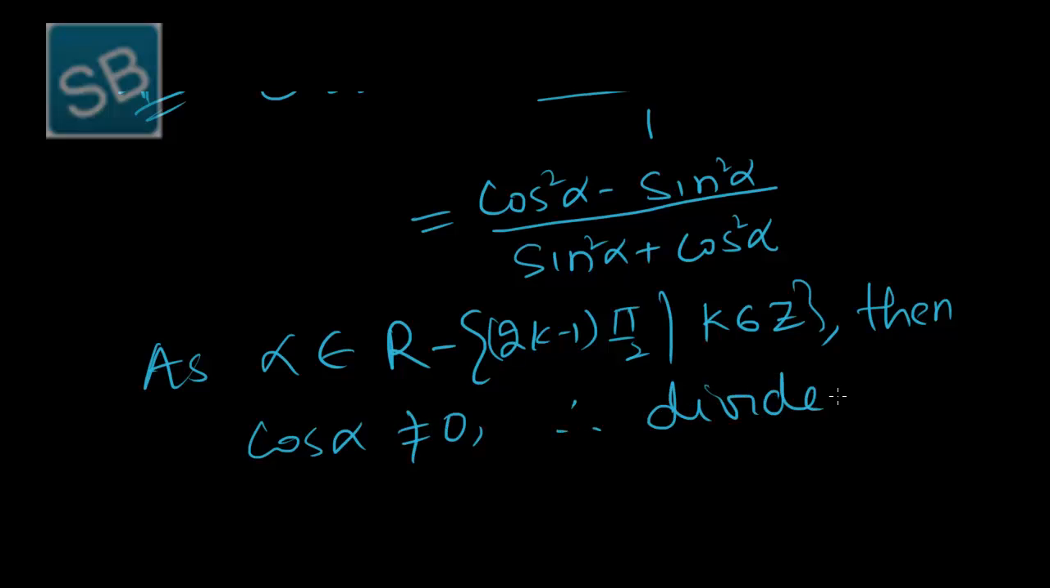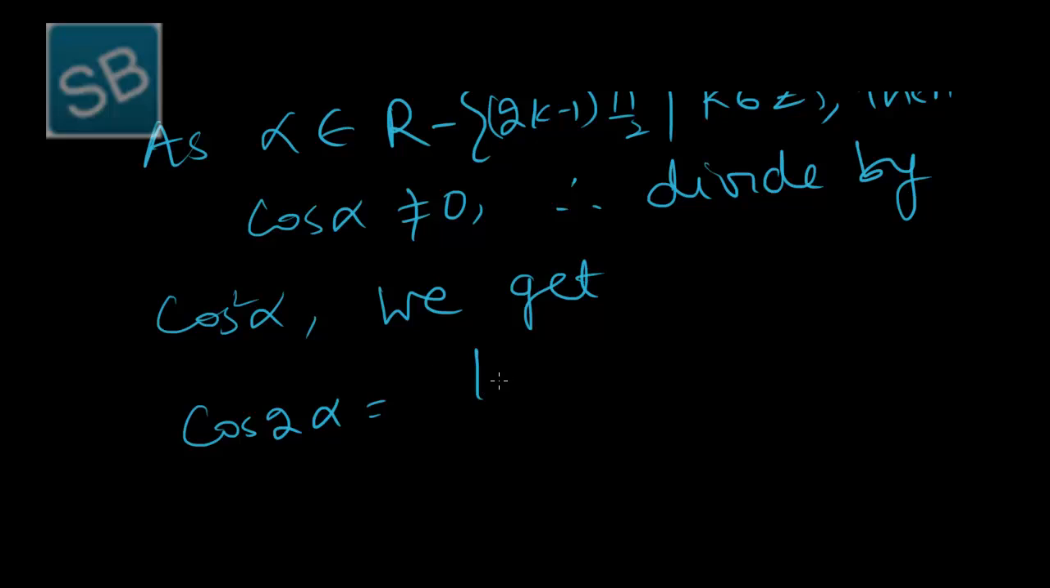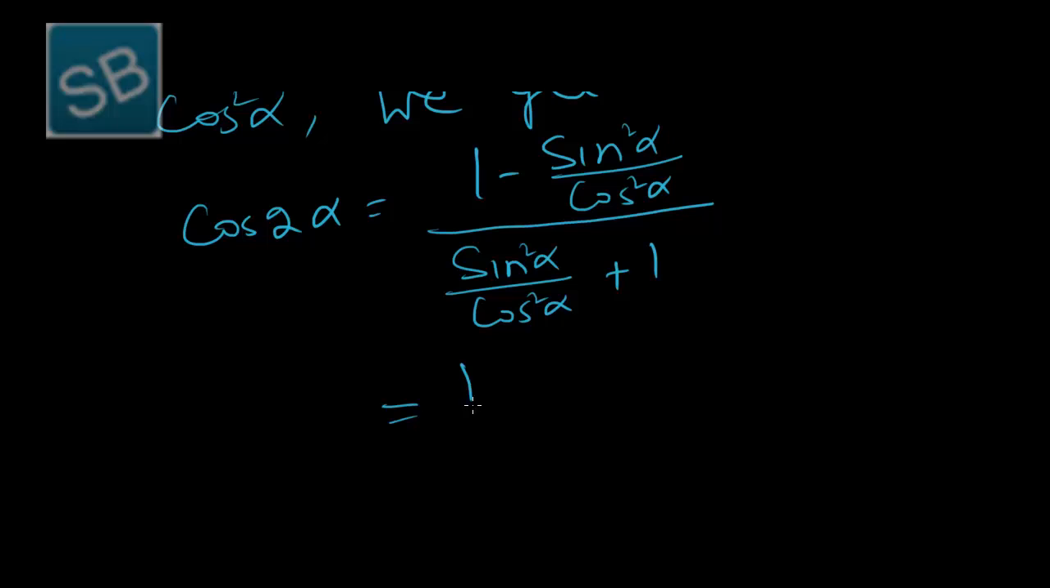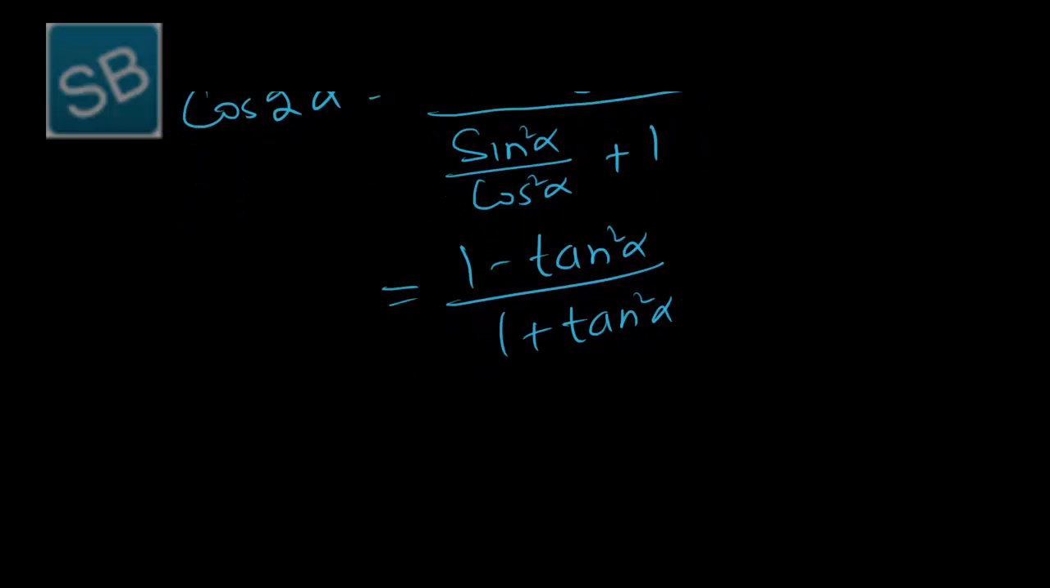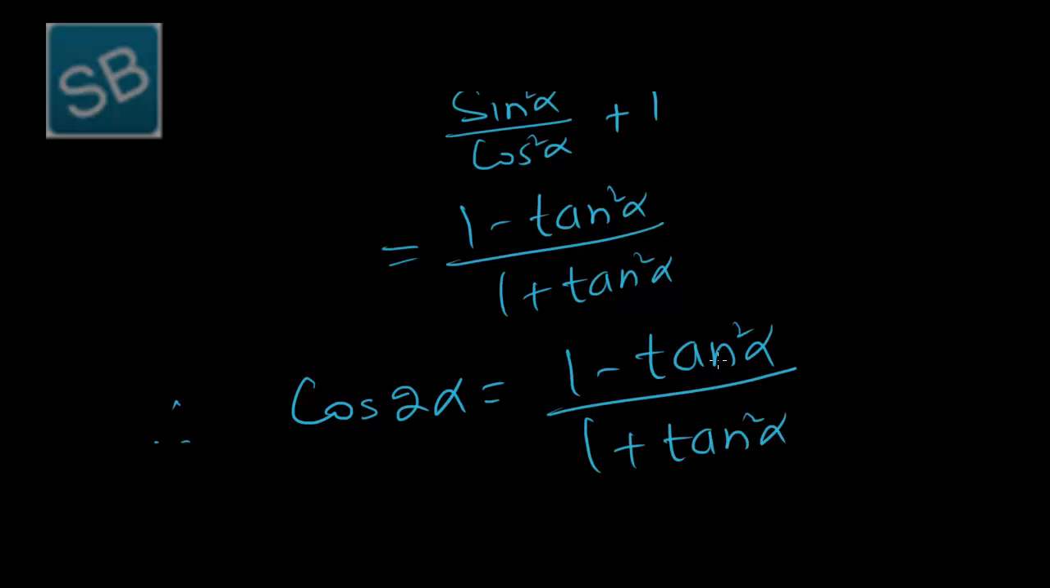Therefore, divide by cos square alpha. We will get cos 2 alpha is equal to 1 minus sine square alpha over cos square alpha, as cos square by cos square is cancelling out and gives 1, and in the denominator we get sine square alpha over cos square alpha plus 1, as cos square alpha by cos square is 1. So we get 1 minus tan square alpha over 1 plus tan square alpha. This is the formula for cos 2 alpha. Therefore, cos 2 alpha in terms of tan alpha is 1 minus tan square alpha over 1 plus tan square alpha, for alpha belonging to R minus odd multiple of pi by 2, for which cos alpha is not equal to 0.